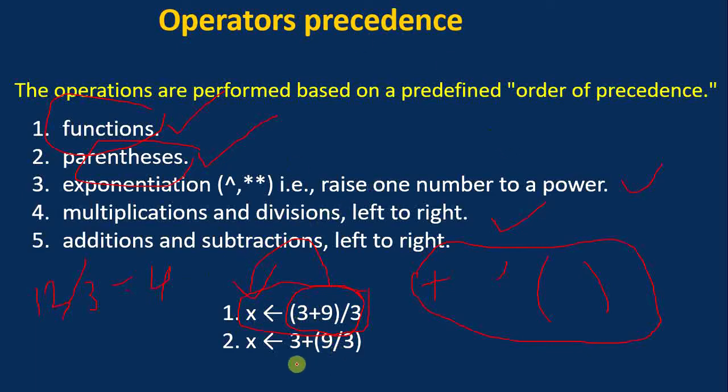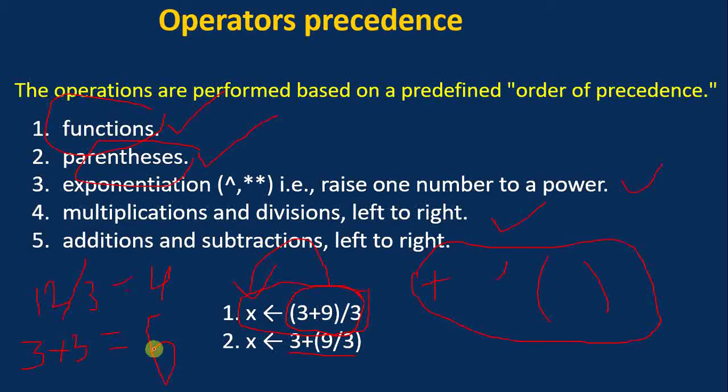In the same way here, this expression is also having 3 operators: plus, division and parenthesis. Out of these three operators, parenthesis has the highest priority. So the parenthesis will be evaluated first. So 9 divided by 3 will be evaluated first, which results in 3, and that value will be added to 3. So x will have a value of 6.